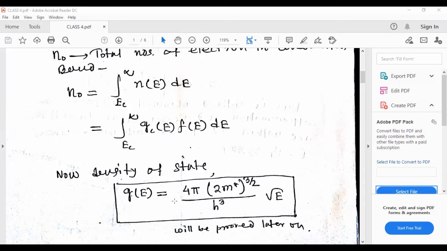So G of E is equal to 4 pi times 2m star, where m star is the effective mass. If it is for an electron, then me star; for a hole, mh star. So m star is the generic expression, to the power 3 by 2, upon h squared, where h is Planck's constant, multiplied by the square root of energy.